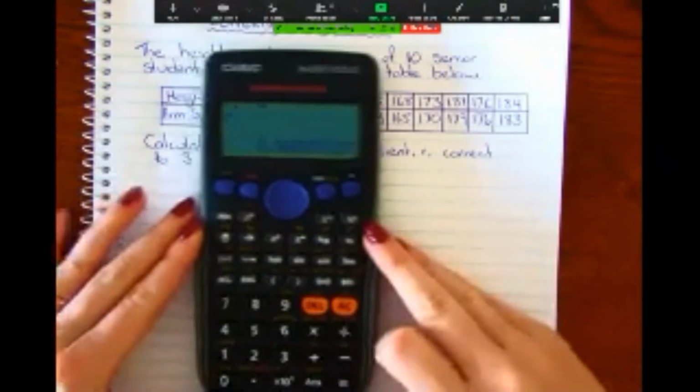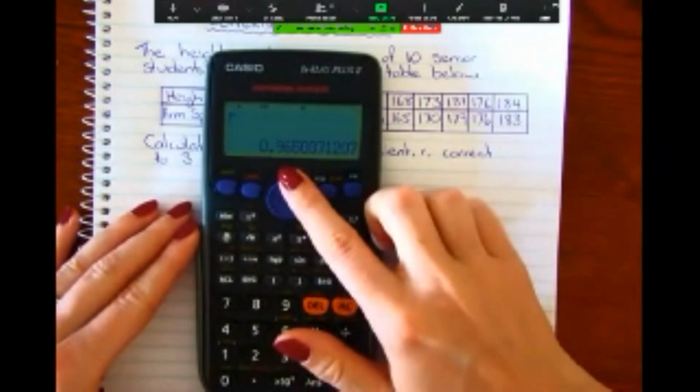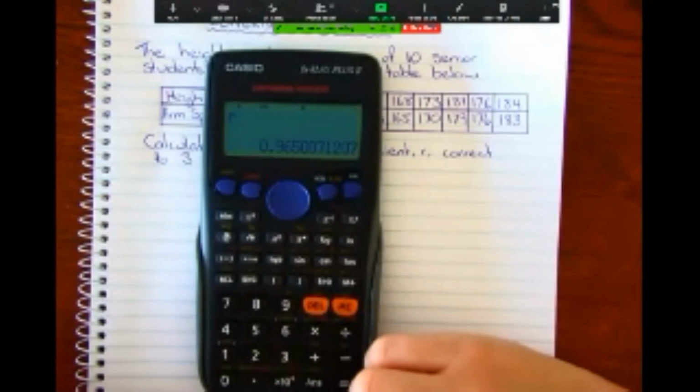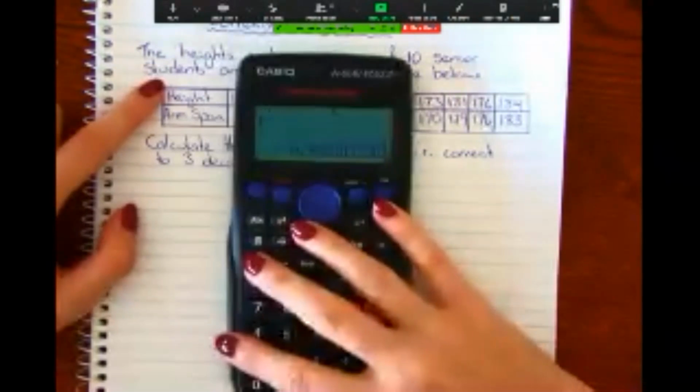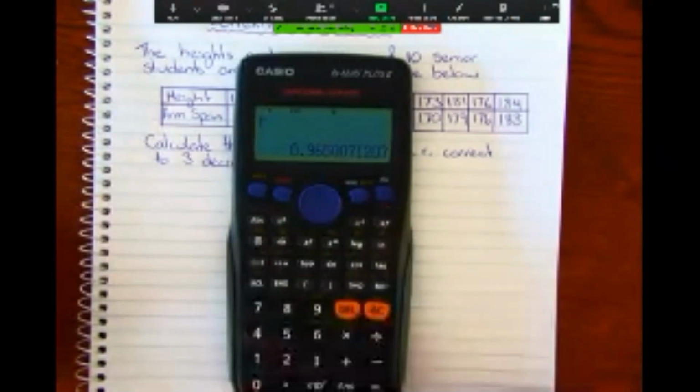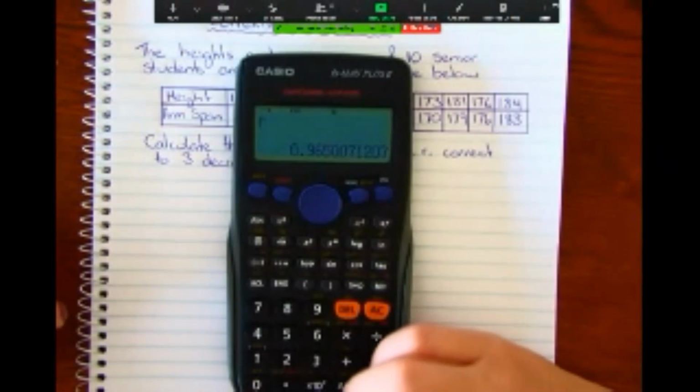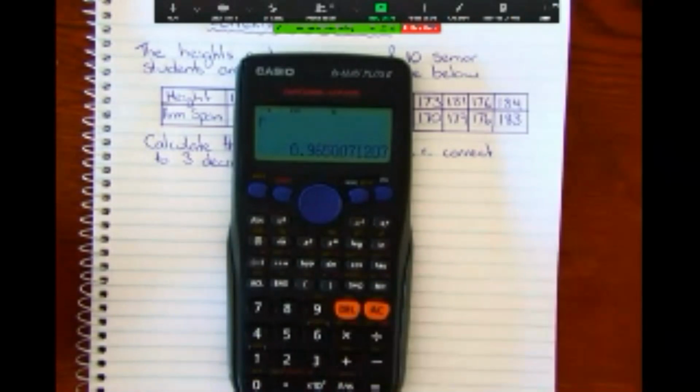And it will tell us that our correlation coefficient is 0.965, correct to 3 decimal places. So that's a really strong positive relationship between height and arm span. Okay, so that's how to calculate the correlation coefficient with your Casio calculator.